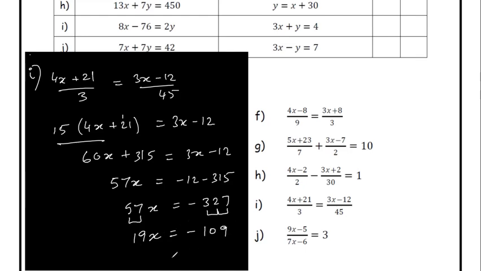Correct? And 19 5 and 95, you add another 10, 105, you add a 9, 114. So 19 does not go into 109. So therefore, your value of x is minus 109 by 19.